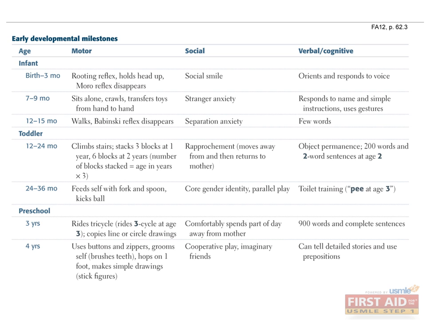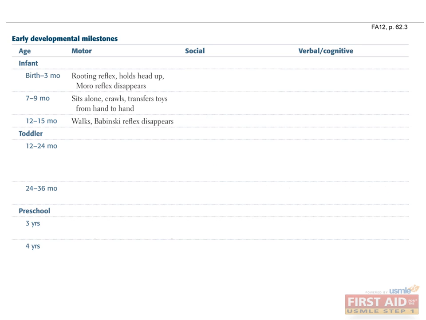Early developmental milestones are high yield for the USMLE. A typical question will give a presentation of a child and ask whether the milestones are appropriate for that age group. Milestones can be divided into motor, social, and verbal/cognitive milestones. Motor milestones in the infant age group include the appearance of the rooting reflex, loss of Moro reflex, and holding the head upright between birth and 3 months, sitting alone and crawling around 7 to 9 months, and walking and loss of Babinski reflex around 15 months.